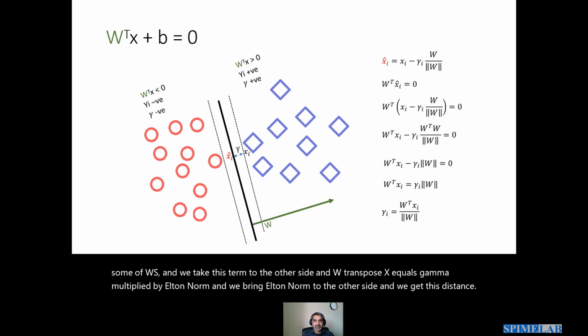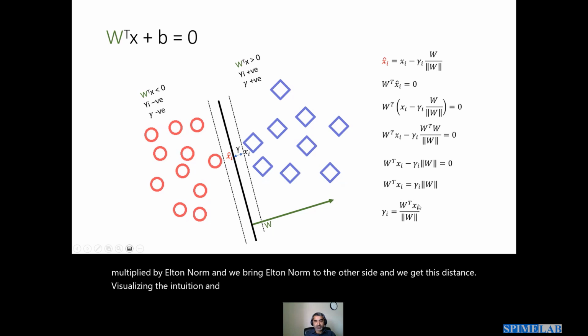Visualizing the intuition and deriving the distance, how shall we calculate? So if gamma can give us some benefit for future data points, this is how we are going to calculate it. This is how it will look like.